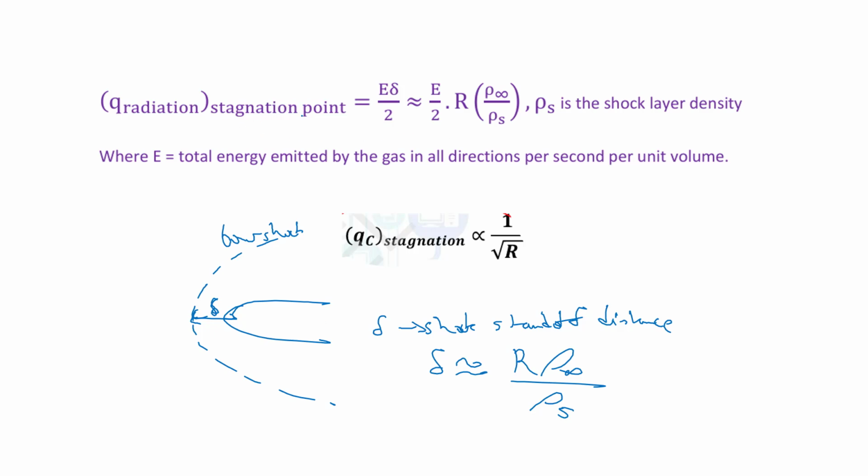So this stagnation point heat transfer is given by E delta upon 2, which is approximately equal to E by 2 R rho infinity upon rho s, where rho s is the shock layer density. Rho s is the density here and rho infinity is the density here, where E is the total energy emitted by gas in all directions per second per unit volume. And this E is equal to 4 pi J, where J is the energy emitted per second per unit volume.